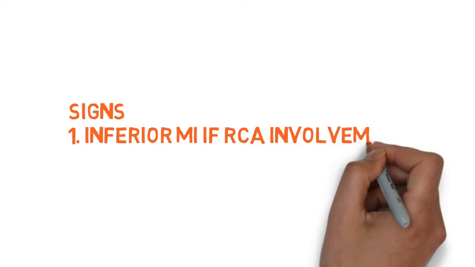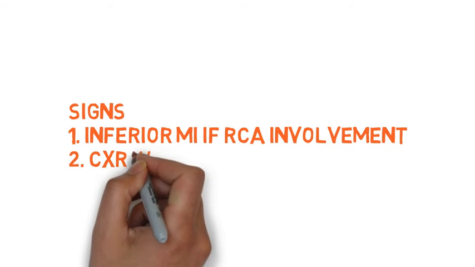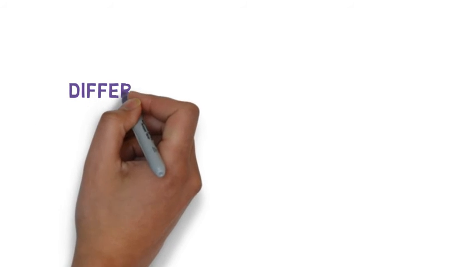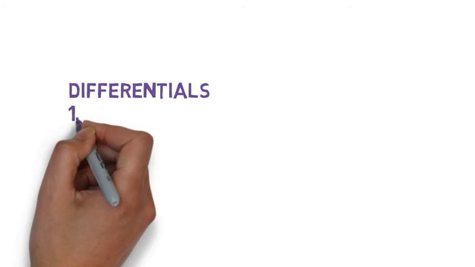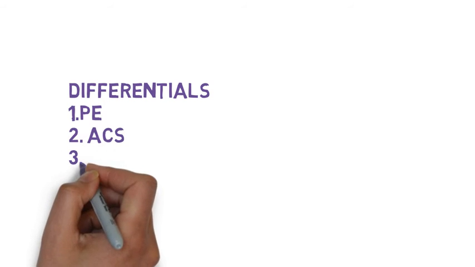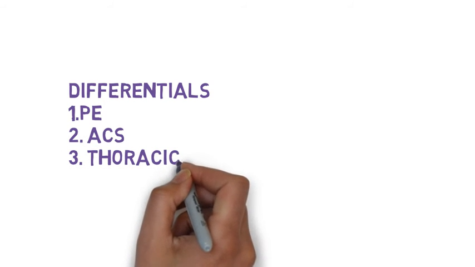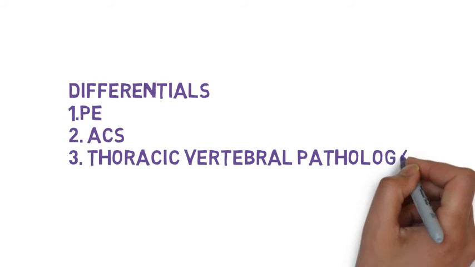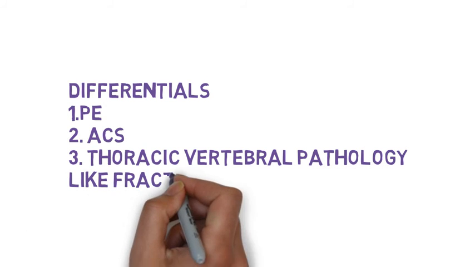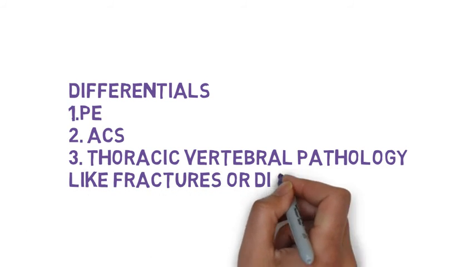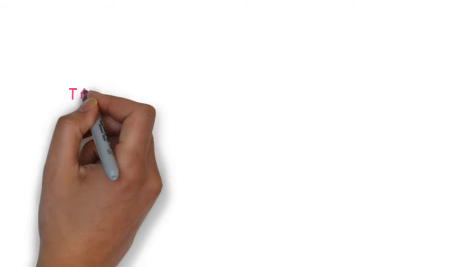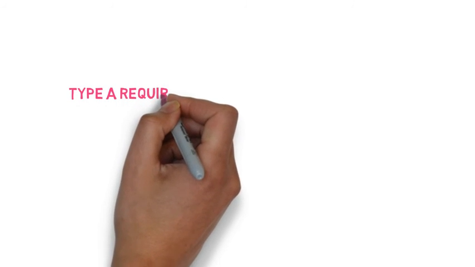The signs of aortic dissection include unequal radial or brachial pulses and hypertension. On chest X-ray, you will see a wide mediastinum, and an ECG may show an inferior myocardial infarction if the right coronary artery is involved. The differentials for aortic dissection include PE, acute coronary syndromes, and thoracic vertebral pathology.